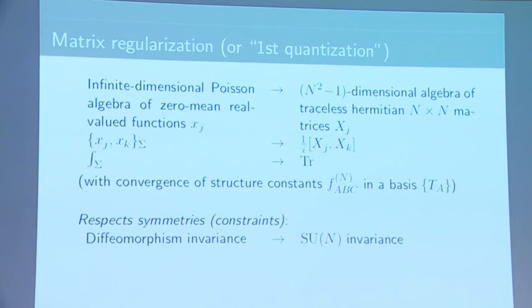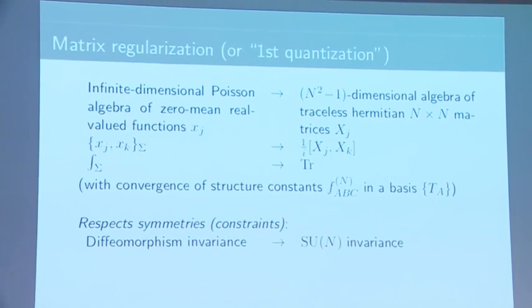Then we go over to the matrix context, and as we have seen, we should then replace this Poisson algebra of functions on the surface. Actually, they have also been normalized, so we have taken away essentially the center of mass and so on, so that they are zero mean real valued functions, x_j. And then we represent this Poisson algebra in terms of matrices.